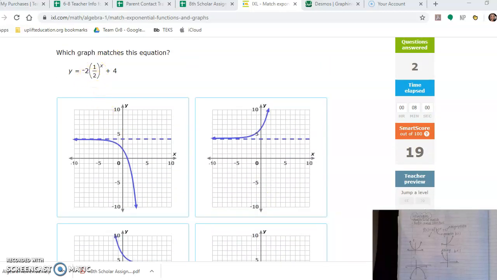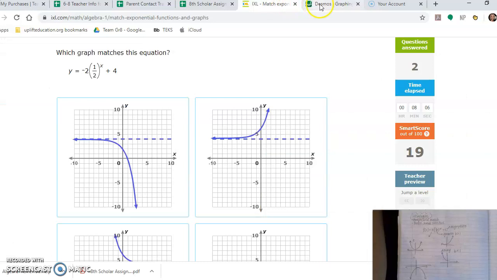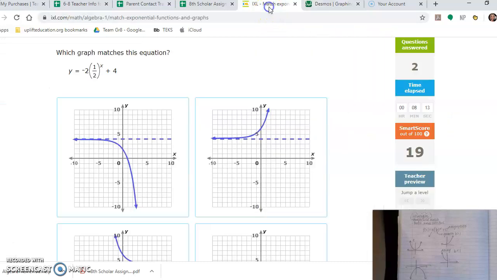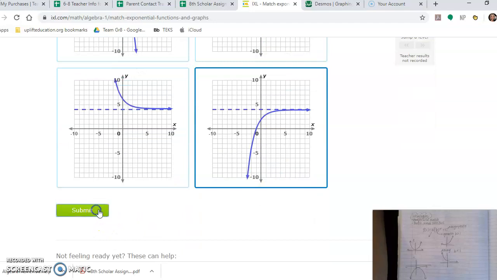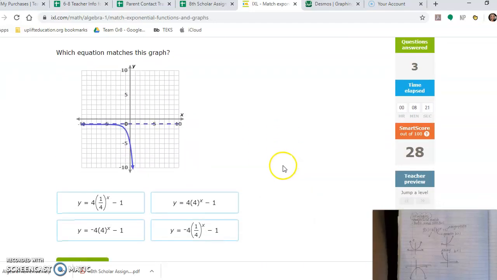So I've got -2 (1/2)^x plus 4. Okay, so the longer tail is going to the right. The longer tail is going to the right. Okay. Let's see, I'll do one more.